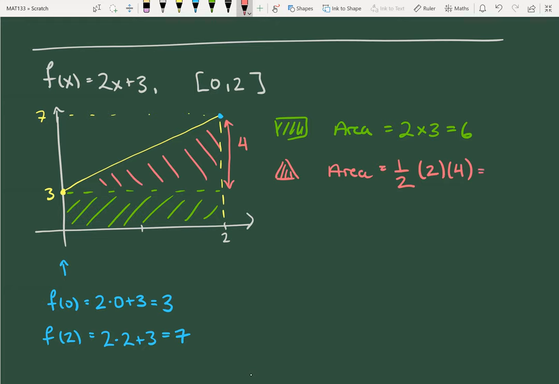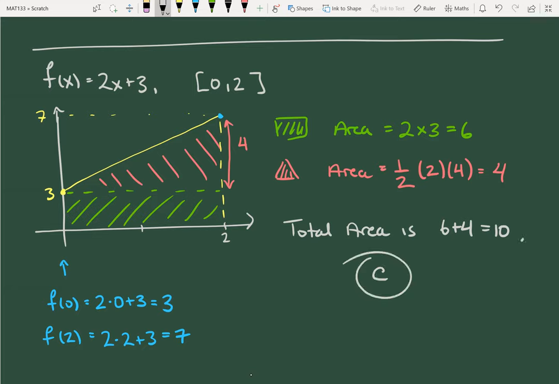And so if you work that out, that's going to be what? 8 divided by 2, so 4. And so the total area is 6 plus 4, which is 10. Right, and that was option C. Okay, does that make sense?